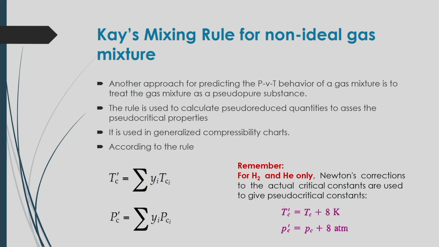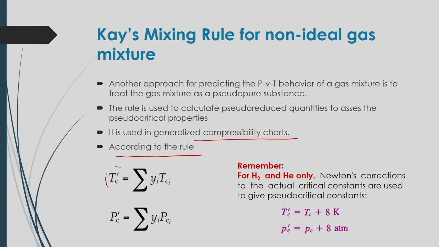Now, if you have a mixture of gases, then your critical temperature and critical pressure will be represented by pseudo reduced quantities of those gases, to assess the pseudo critical properties. It is used in generalized compressibility charts. According to the rule of Kay, it is called Kay's mixing rule.